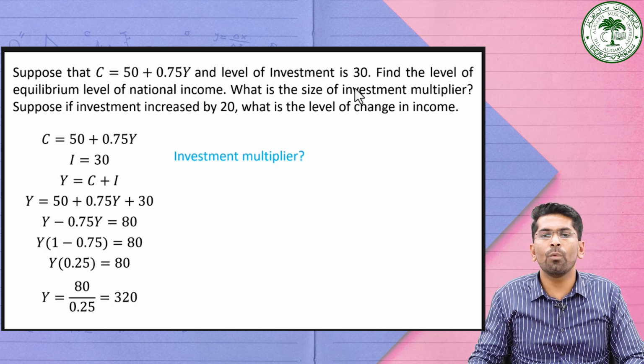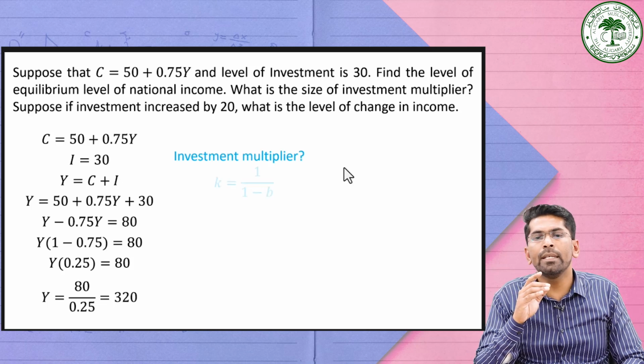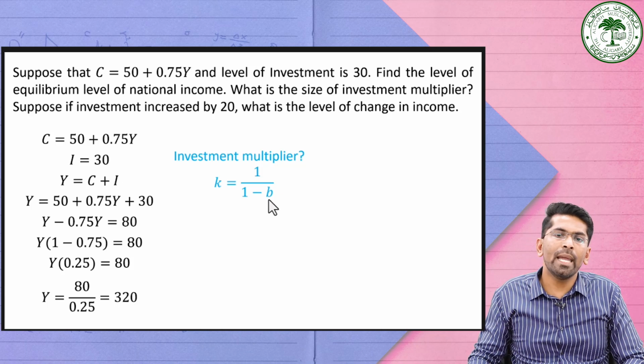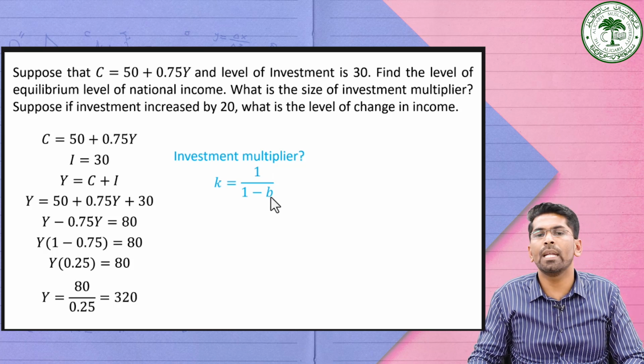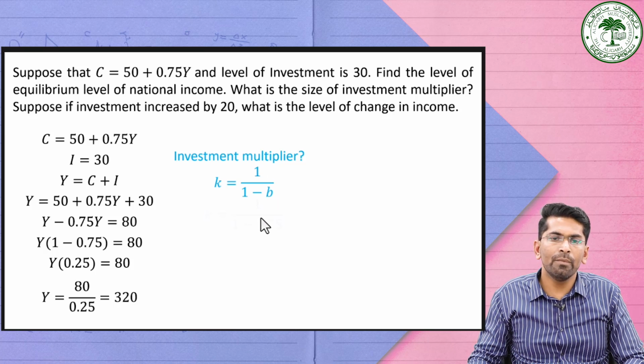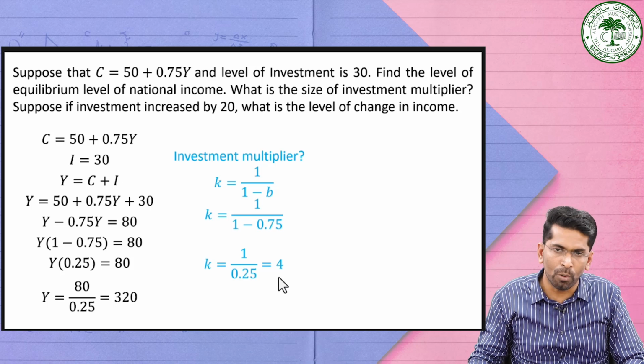Now the second question is, what is the investment multiplier? You know the investment multiplier which we have already derived, that is 1 by 1 minus B, which is 1 by 1 minus MPC. So what is MPC here? See, in the given consumption function it is already mentioned: the MPC is equal to 0.75. So we substitute B is equal to 0.75 so that we get the investment multiplier. So the investment multiplier is equal to 1 by 1 minus 0.75, which is 1 by 0.25, which is equal to 4. So the size of the investment multiplier is equal to 4.